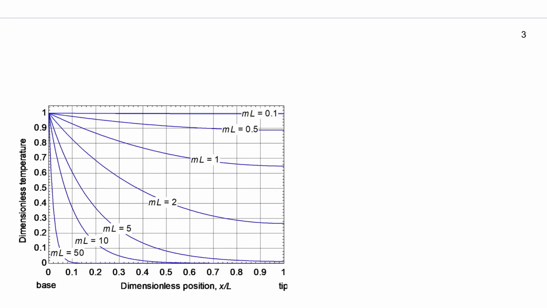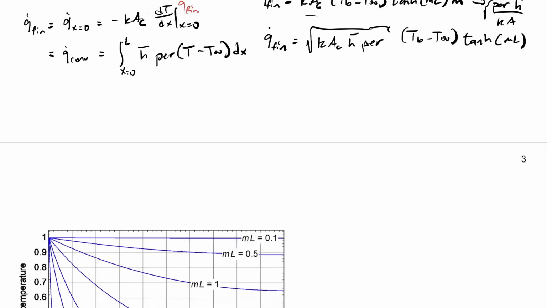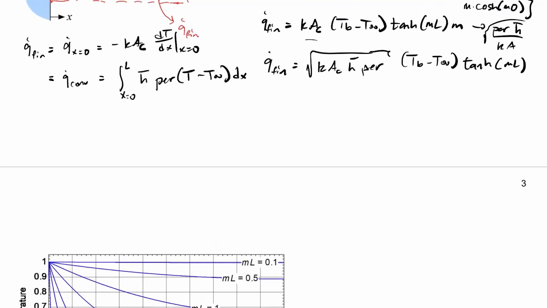Thinking back to what ml is, it's the square root of perimeter times h over k A times L. So if we increase ml, what are we actually doing? We're either increasing the perimeter, increasing the heat transfer coefficient, or increasing the length. So we're effectively making the fin longer, making it harder to get heat from the base all the way out to the end of the fin.